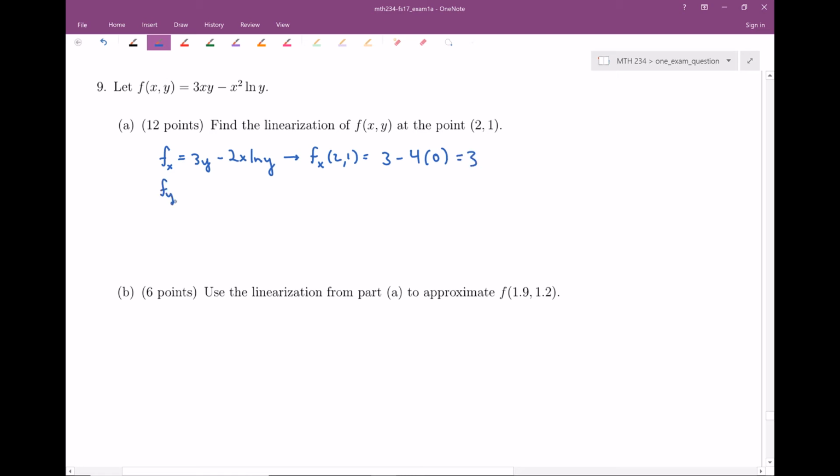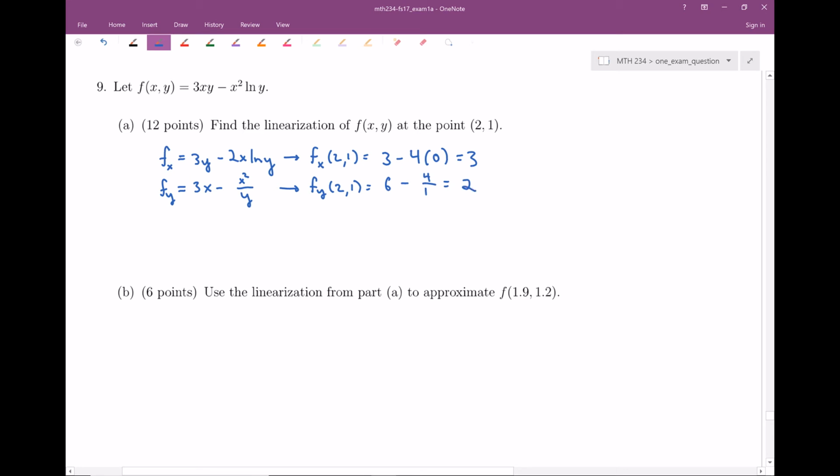Alright, how about f sub y? Again, we're taking a derivative with respect to y. That's going to be 3x minus x squared divided by y, because the derivative of the natural log is 1 over. Let's plug in our specific value, f sub y at 2, 1. Everywhere I see an x, I plug in 2, so this is going to be 6, minus 2 squared, that's 4, divided by y, which is 1. So we get 6 minus 4, and that's going to be 2.